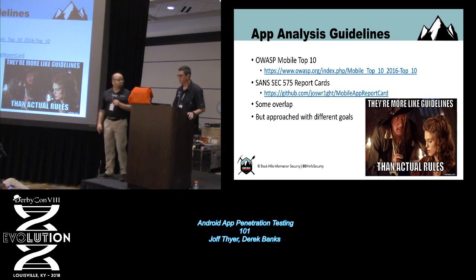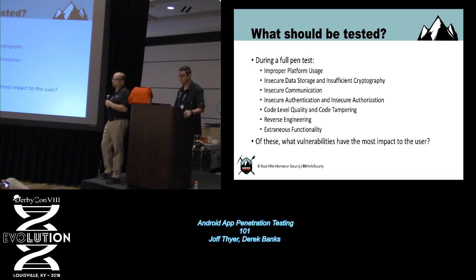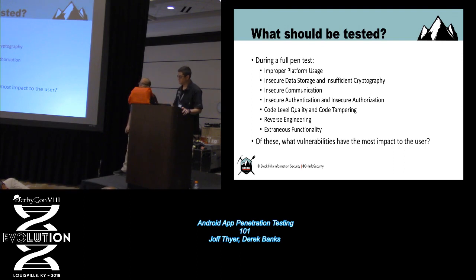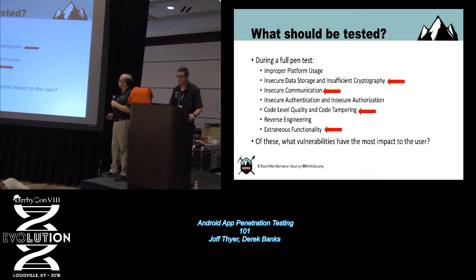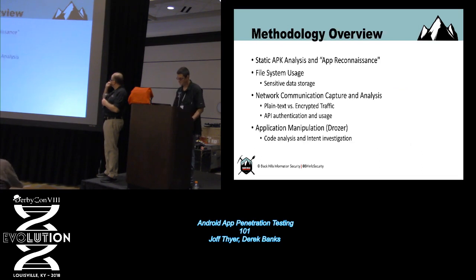We're going to cover 3 areas because that's really all we have time for. There's some overlap between the two styles, but mostly they're approached with different goals in mind. So what should be tested if you have a pen test? This is pretty much the OWASP Top 10. For the sake of brevity, and also because there's some overlap when you're testing, like certificate pinning and things of that nature, we're only going to talk about a few of these things. When you have insecure things, stuff stored on the file system, communication-wise, code level quality and tampering, which is actually really fun, and then also extraneous functionality.